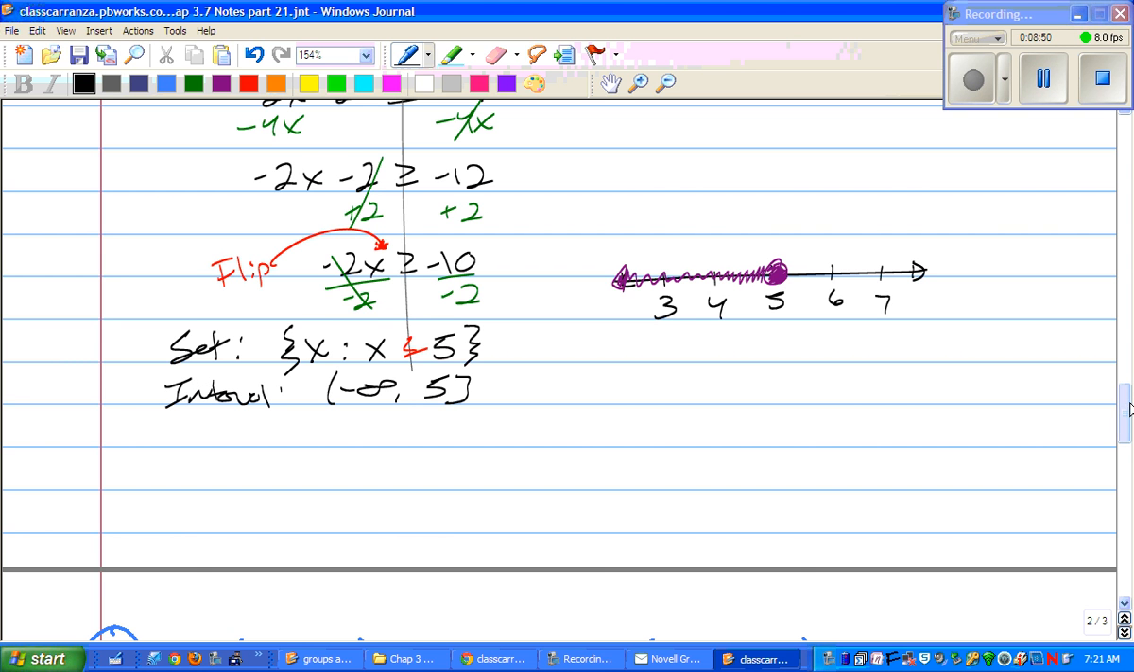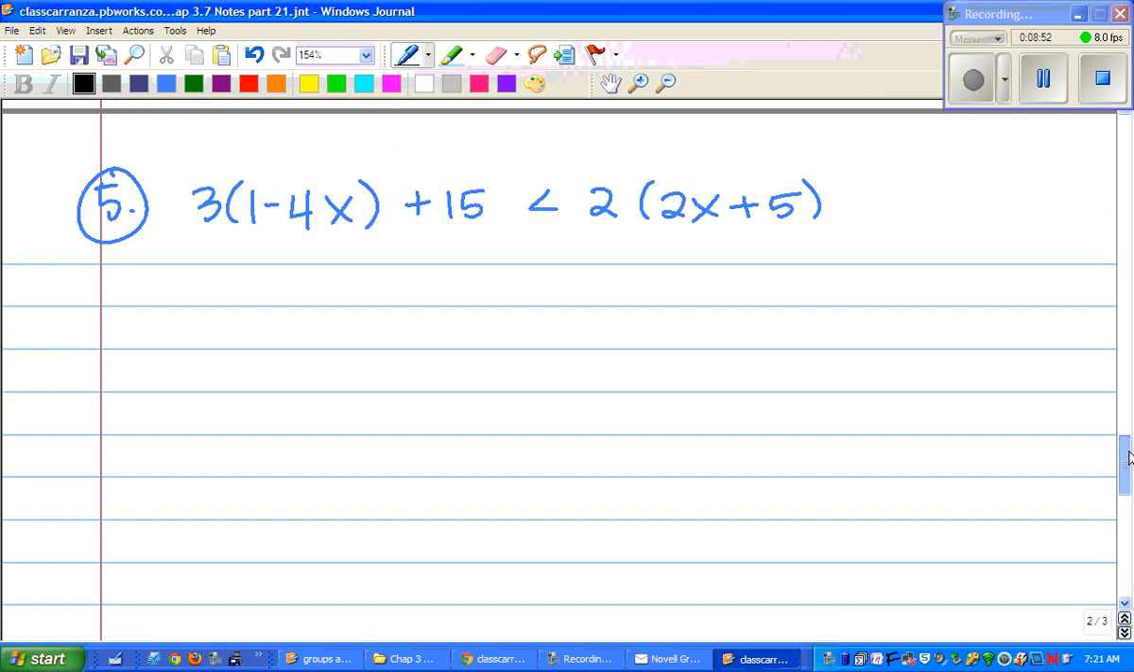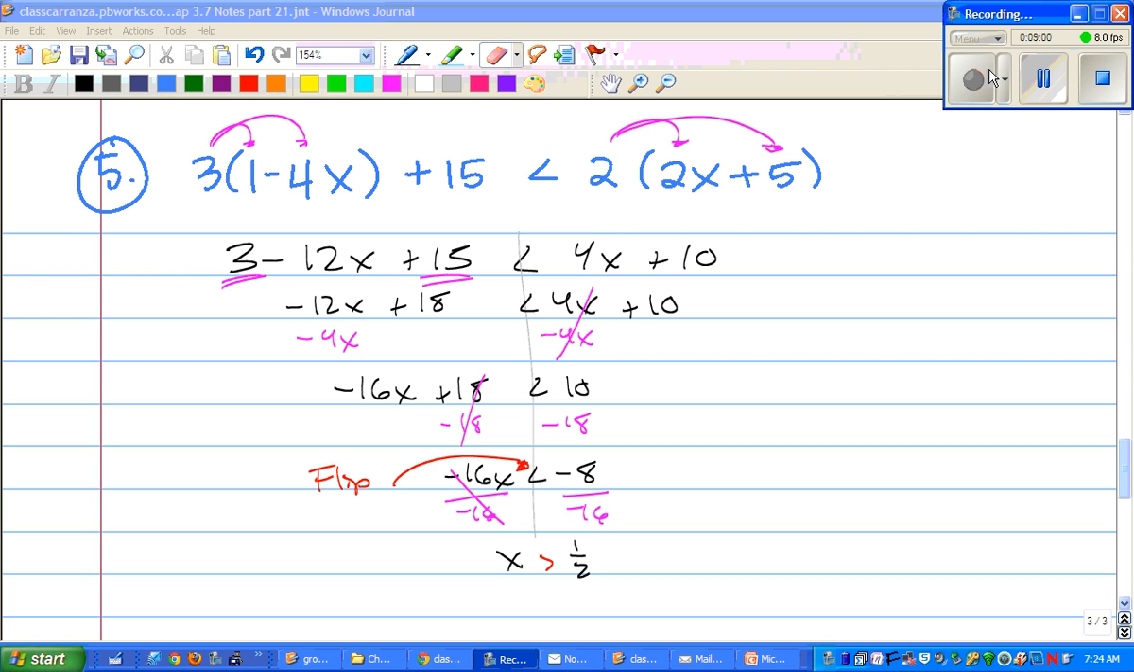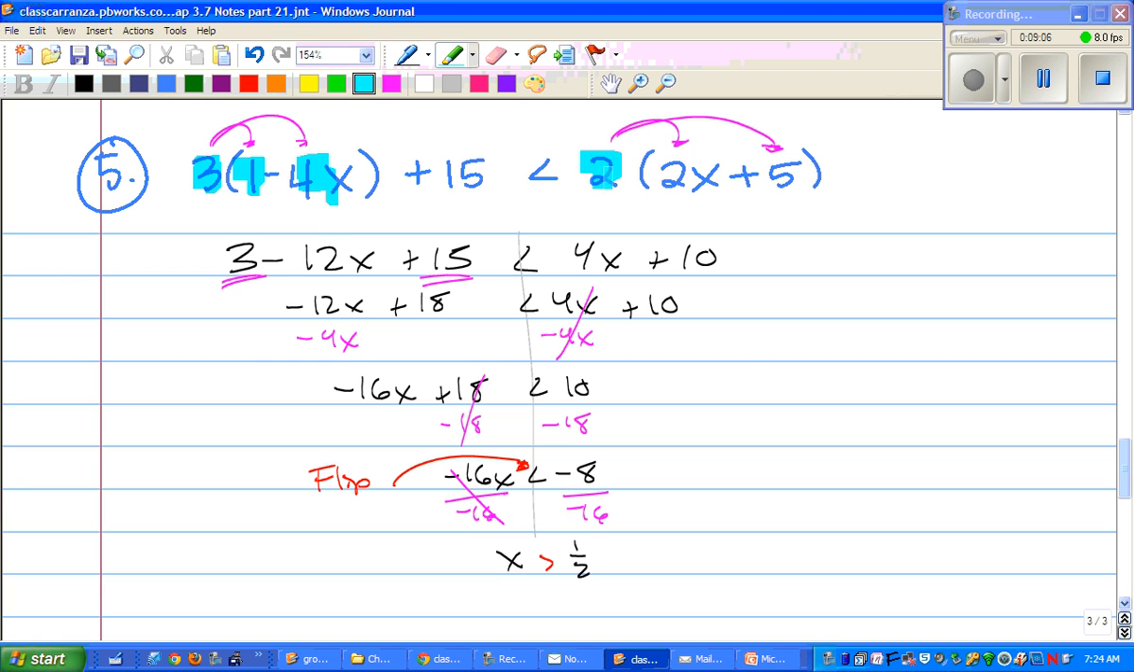All right, last one. Nice and difficult, you guys are all on your own. Go ahead and pause the video. Okay, and there's your answer. Just remember that you need to distribute that 3 to everything on the left side, distribute the 2 to everything on the right, combine your like terms, start solving for x, and when you divide by a negative, you have to flip that sign. Okay?